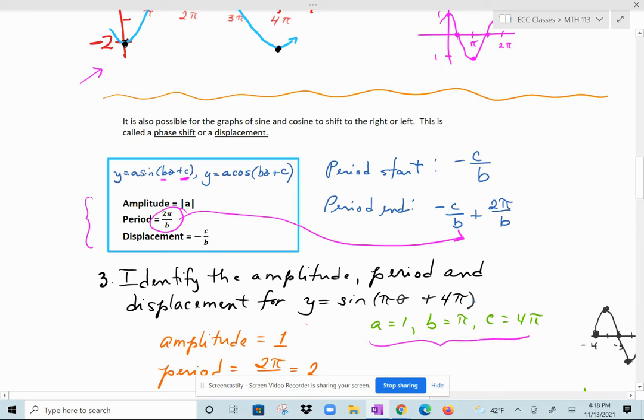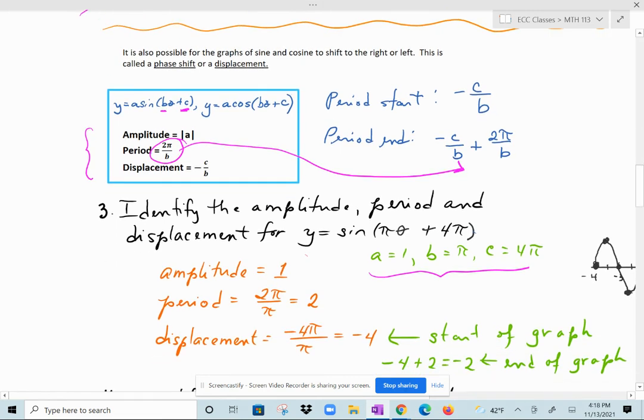A is the coefficient of sine, which is 1. B is the coefficient of the angle theta, which is pi. And c is the number that's being added to pi theta, which is 4 pi. Then I just have to plug it into the formulas.